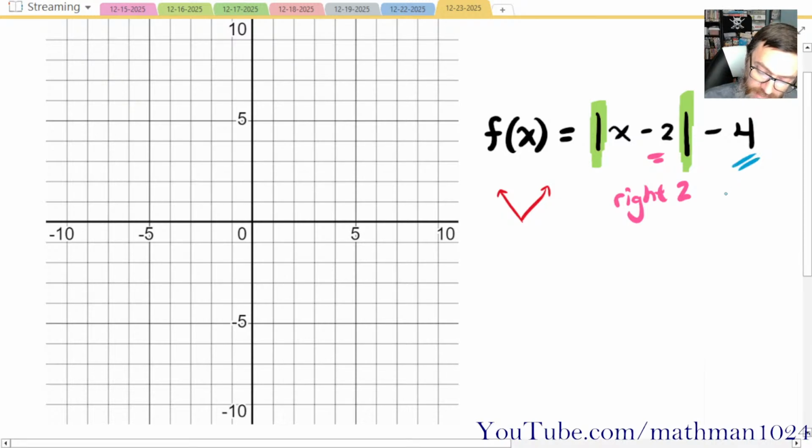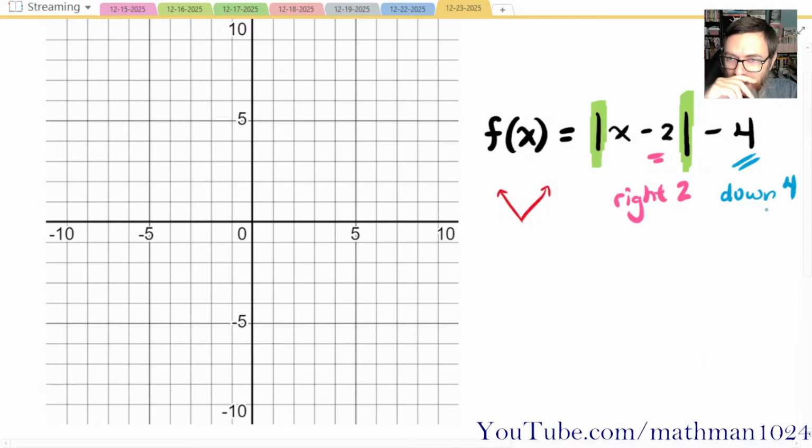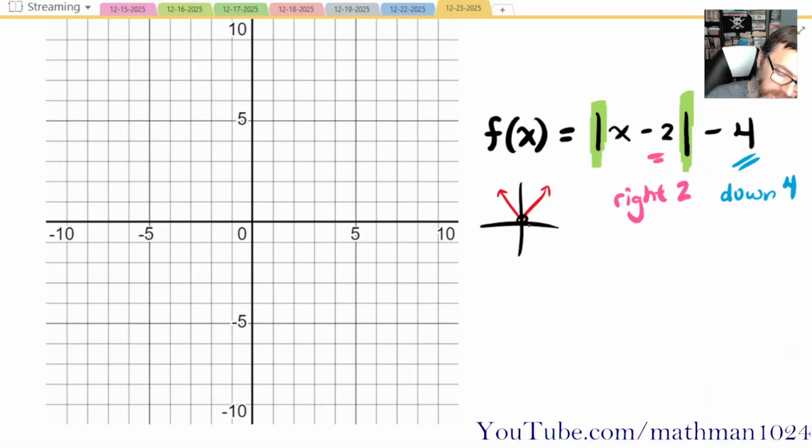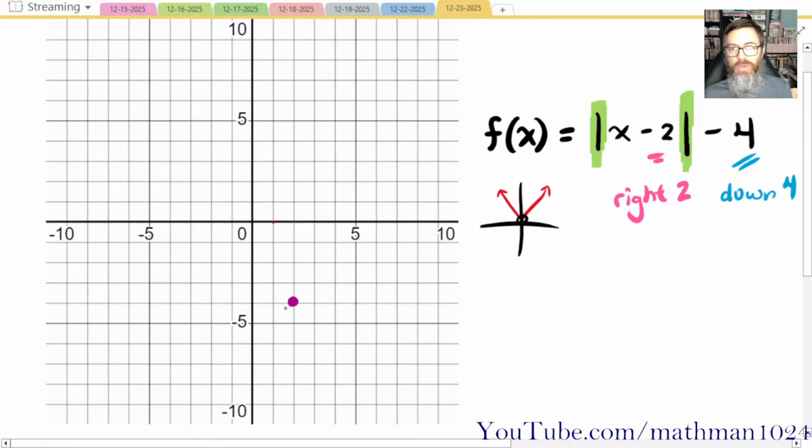And then we've got this minus 4 on the outside. So we do exactly what that says, which means we go down 4. So what we're going to do is start with the right 2 and down 4, because that's going to tell us where my vertex goes. So remember, your original graph would have had your vertex right here at the origin. We're going to grab it, shift to the right 2 and down 4. So to the right 2 and then down 4 is going to put us right here. This is our new vertex.